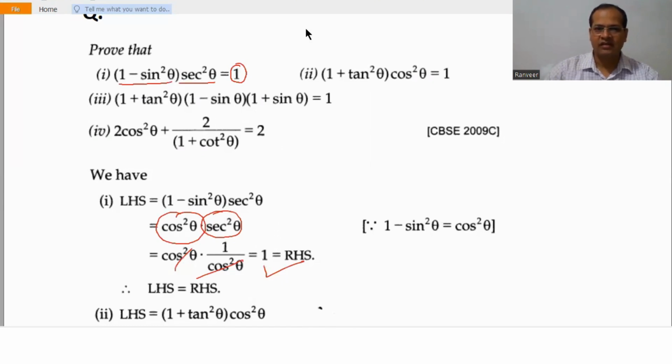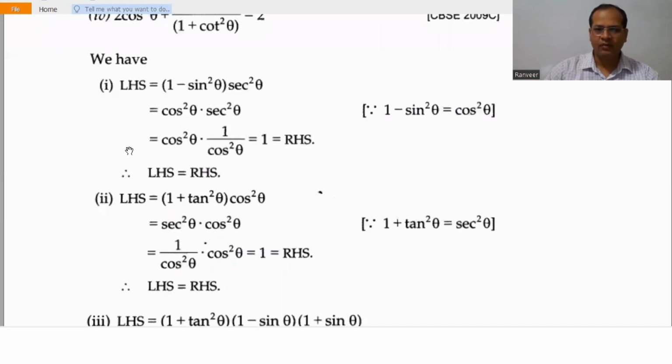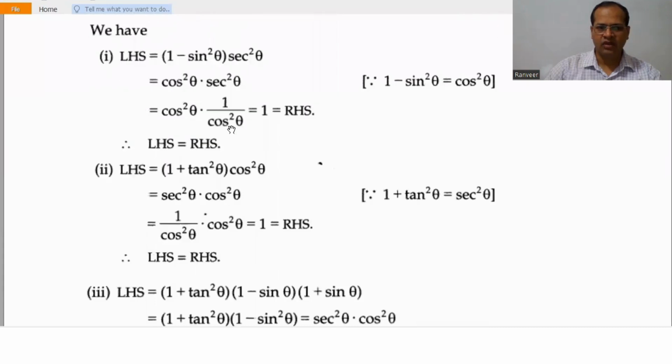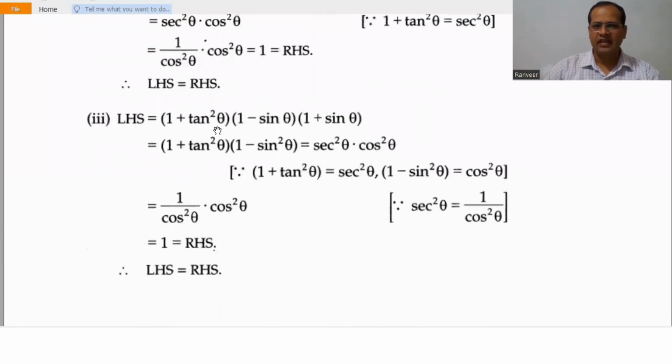Similarly, question number 2: (1 plus tan square theta) times cos square theta. In the same way, the opposite of cos is sec, so we get the value of sec square theta from 1 plus tan square theta. So this will cancel, and this becomes 1. Similarly, the third one we have to prove is also equal to 1. In this, first of all, 1 minus sin square theta we can write as cos square theta. And 1 plus tan square theta is sec square theta. Both values will cancel, and this is equal to 1.